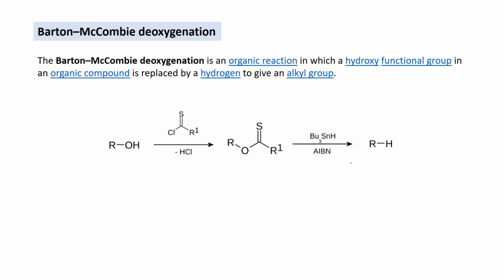Next type of Barton reaction we will discuss is the Barton-McCombie deoxygenation. So what is that? Barton-McCombie deoxygenation is an organic reaction in which a hydroxyl functional group in an organic compound is replaced with a hydrogen. So it is similar to the Barton decarboxylation. In Barton decarboxylation, what is happening? The carboxylic group has been replaced by other functionality. But in this case, the hydroxy group will be displaced by hydrogen or any other functionality. So what will happen? In that case, we are forming a thiohydroxy carbonyl type of ester.